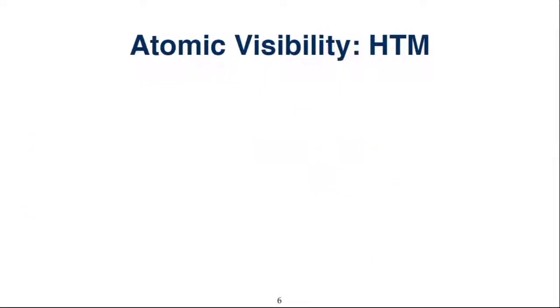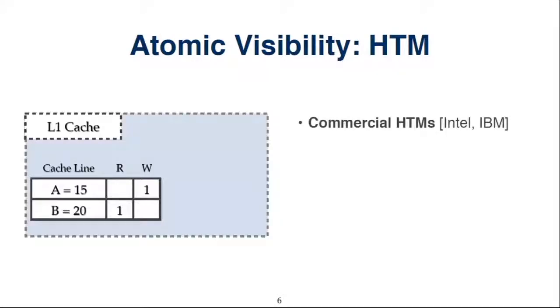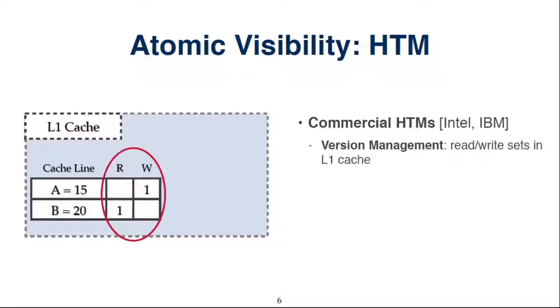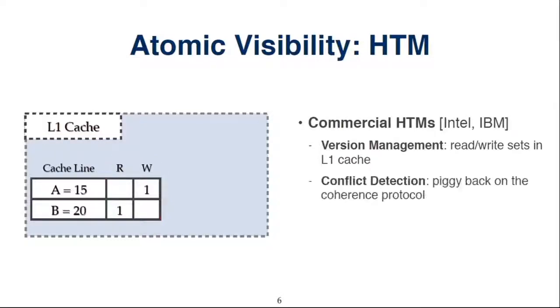So how do HTMs typically provide atomic visibility? There are multiple commercial HTMs supporting atomic visibility, and they essentially perform two functions. First is version management, which is essentially tracking the read and write set of a transaction, typically done by associating read-write bits with cache lines in the L1 cache or some such structure. Another aspect is conflict detection, which is essentially identifying if there are two concurrent transactions trying to modify the same cache line. Commercial HTMs typically piggyback on the coherence protocol to identify such conflicts.